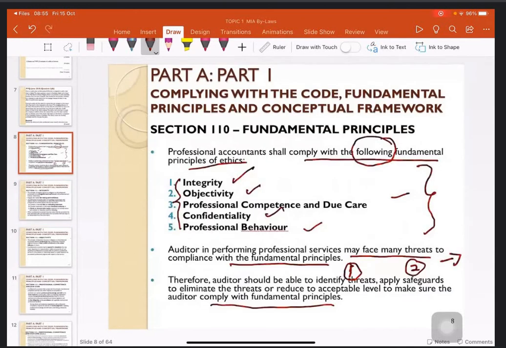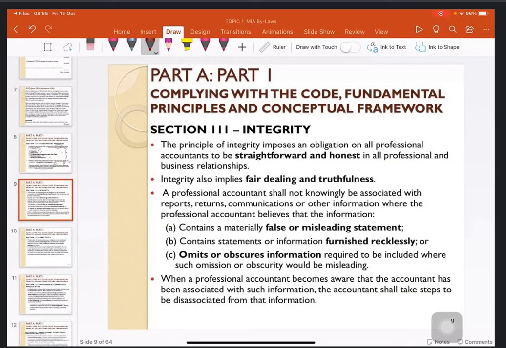Now kita tengok the first fundamental principle. The first one is integrity. The meaning of integrity adalah straightforward and honest. Meaning that when you conduct the audit, you mestilah straightforward, lurus. Bukan lurus bendul ya. Kena straightforward. Meaning that you should not have any financial interest. Ataupun you tak boleh buat kerja audit, at the same time you have the personal interest.